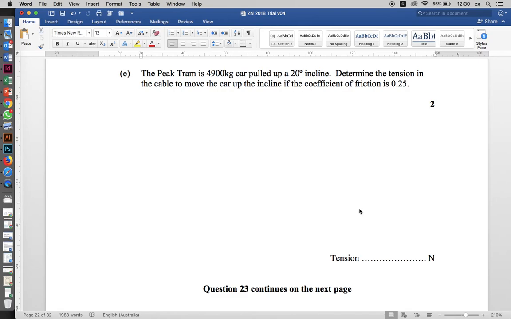I looked up the weight of a funicular car is 4,900 kilograms. Now you've got to remember to multiply that by 10 to get the weight. A lot of people got this wrong and they lost a mark because they did not multiply by gravity. So you need to multiply by 10 or 9.8 if you're that way inclined, to pull up a 20 degree incline. Determine the tension in the cable to move the car up the incline if the coefficient of friction is 0.25.